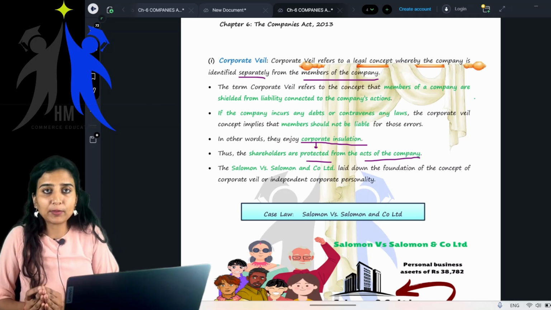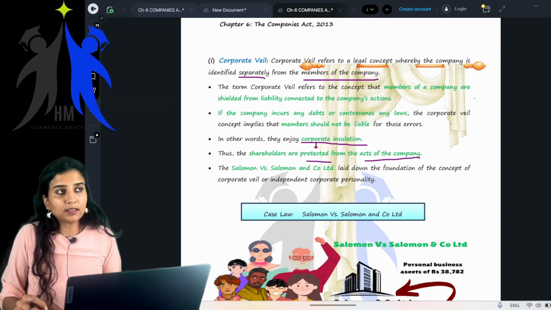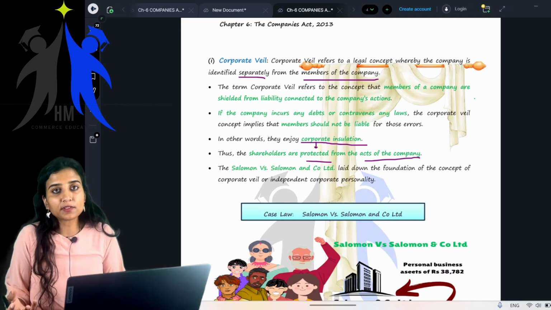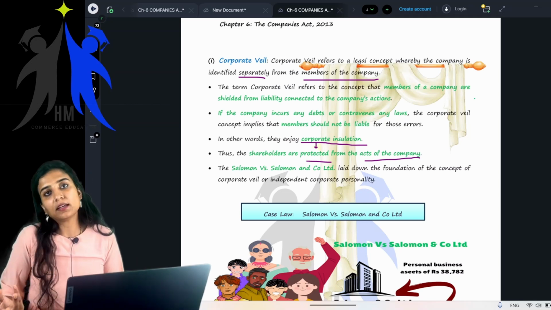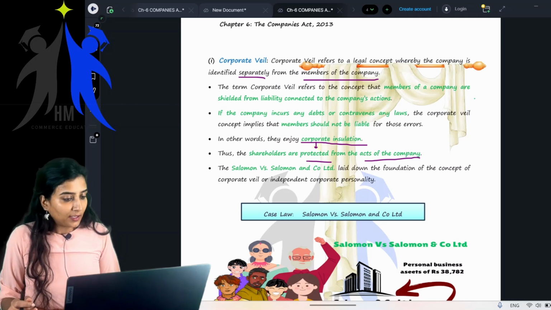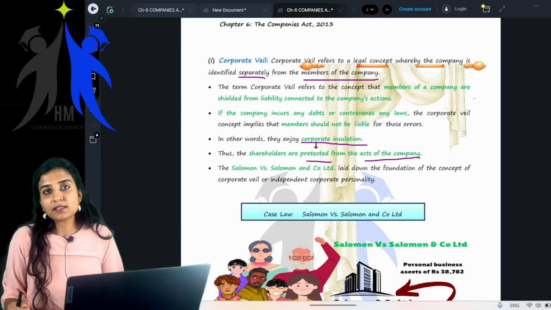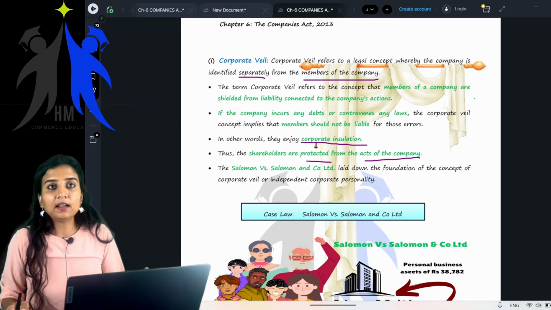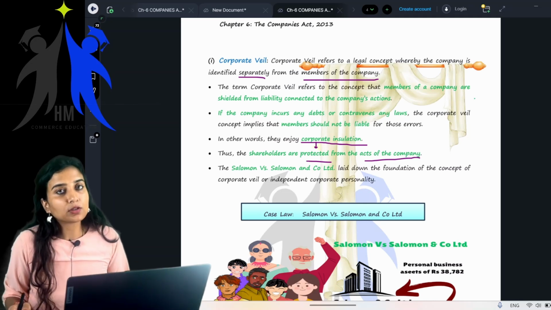We also discussed limited liability. Yes or no? That is, the debts of the company are the debts of the company, and the members of the company have nothing to do with them, right? If the company incurs any debts or contravenes the law, the company is the one held liable and not the members of the company.